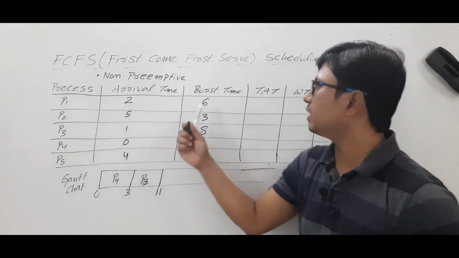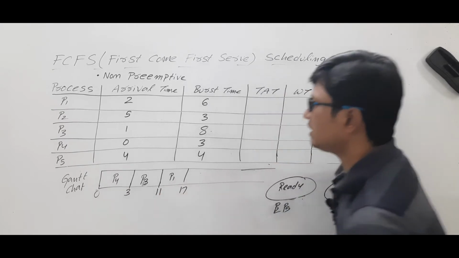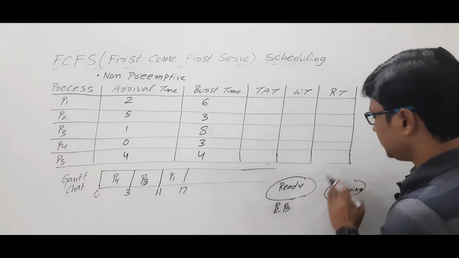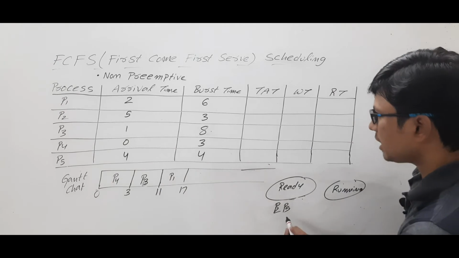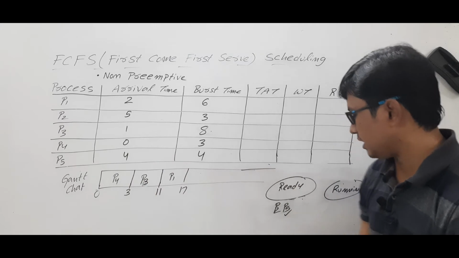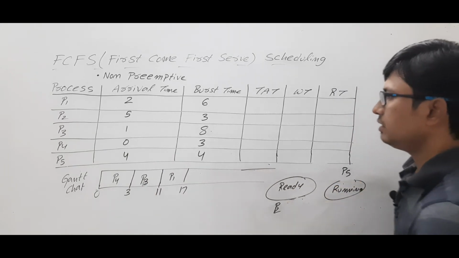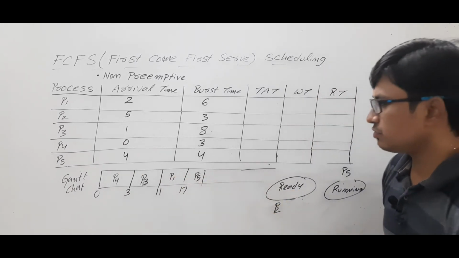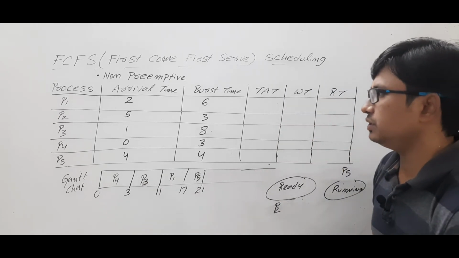So P1 will be shifted from the ready state to the running state. Now P1, how many units of time does it require? 6 units of time. So it will complete its task at 17 units of time. Once P1 is completed, P5 and P2 are waiting. Which has arrived first? P5 has arrived first because at 4 units of time it has arrived, so it will be shifted to the running state. Process P5 requires 4 units of time. It started at 17 and will complete its task at 21 units of time.